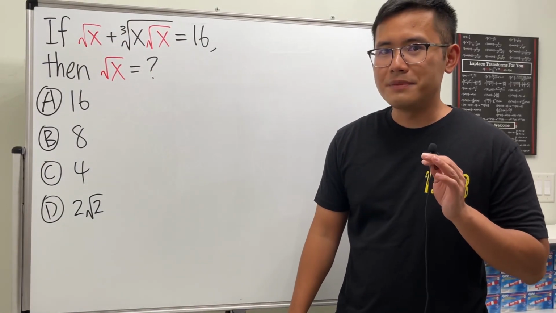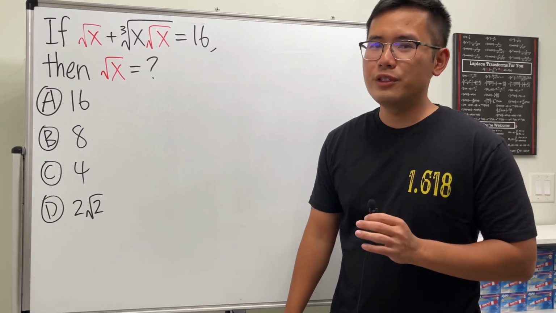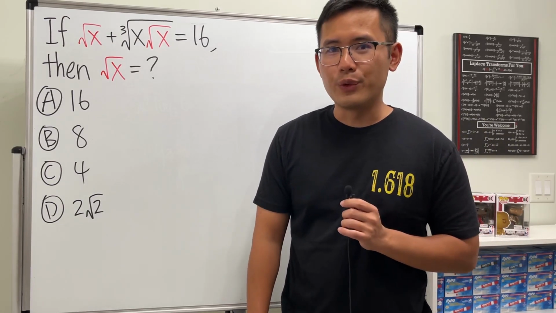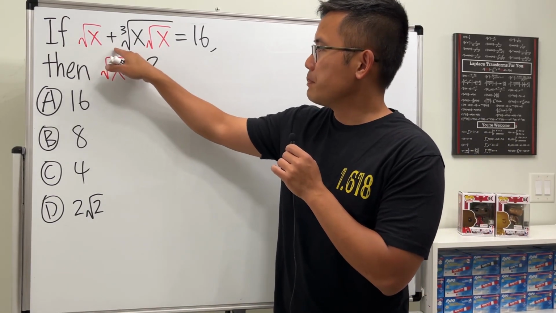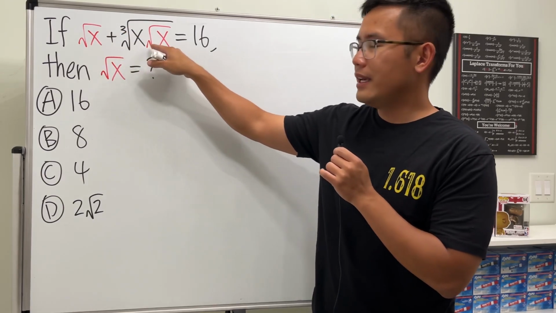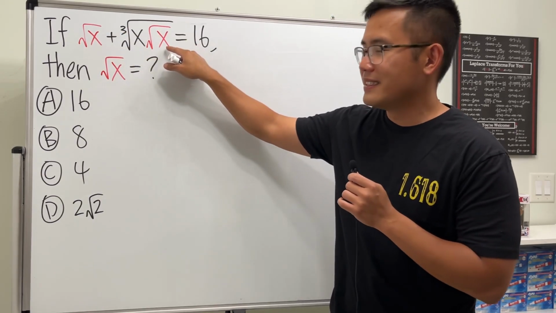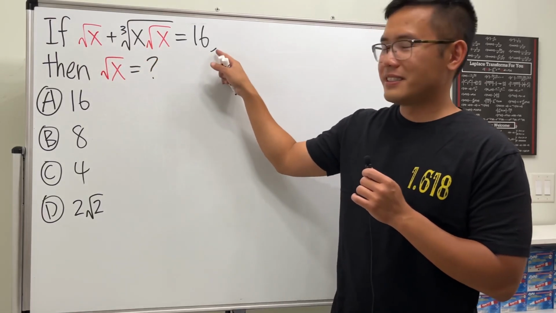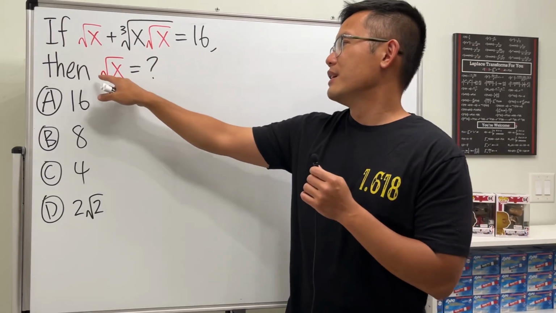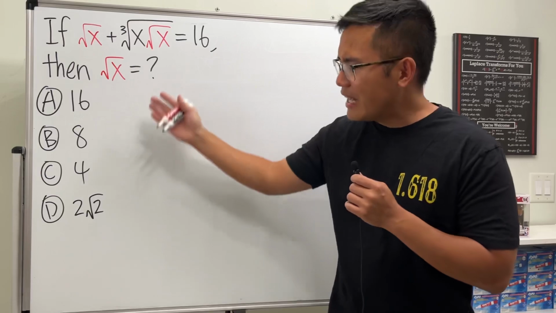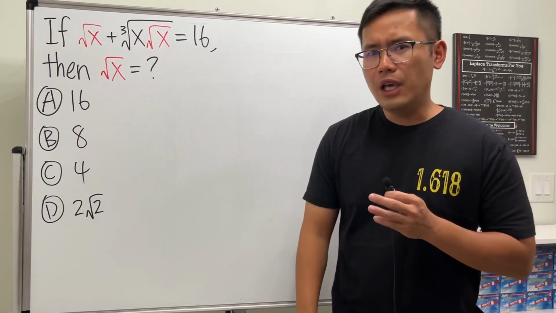Okay, ladies and gentlemen, today I have a very interesting, very radical equation for you. If the square root of x plus the cube root of x, and here we also have a square root of x inside, is equal to 16, we are going to find out what the square root of x is equal to. I gave you the choices right here already, and you know the deal.